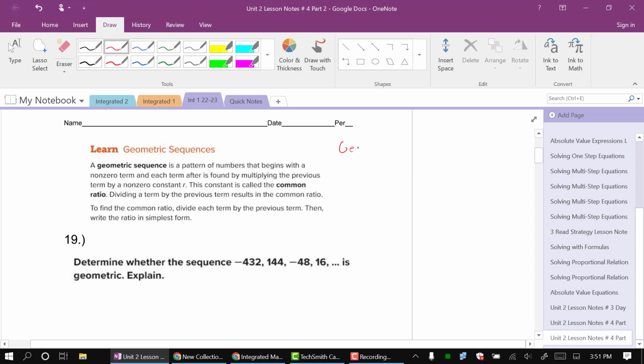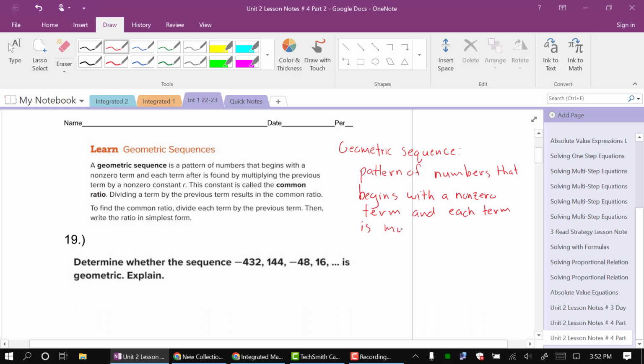So a geometric sequence is a pattern of numbers that begins with a non-zero term and each term is multiplied by a common ratio.